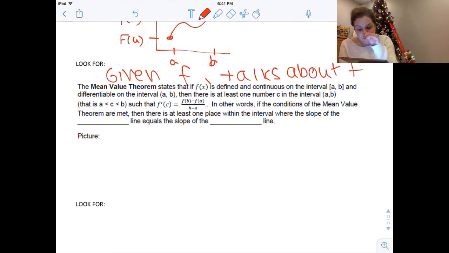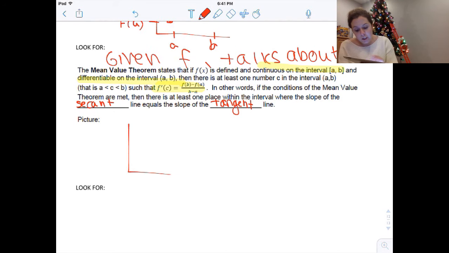Okay, MVT is what we just did, and that says, mean, think average, that if we are continuous on the closed and differentiable on the open, then there is a number c where f prime of c equals f of b minus f of a over b minus a. In other words, the slope of the secant line equals the slope of the tangent line. The picture usually looks like this. Here is your secant line that connects those, and the function is continuous and differentiable. You're looking for parallel tangent lines, so maybe there and there. This would be a c value, and that would be a c value, where those are parallel.